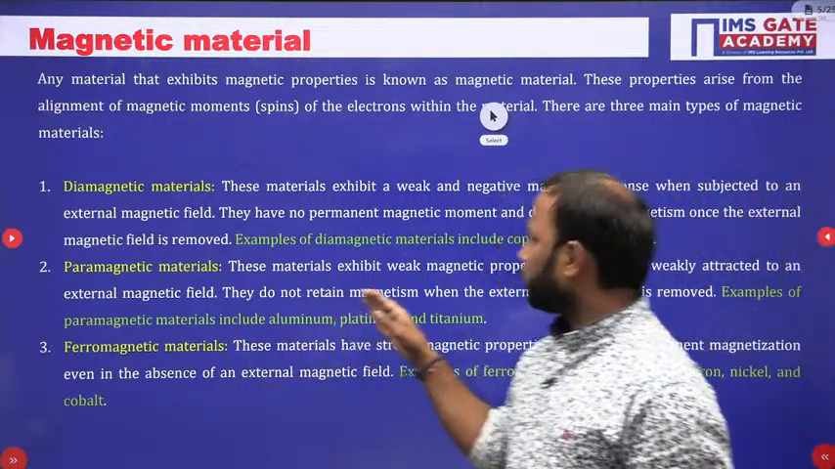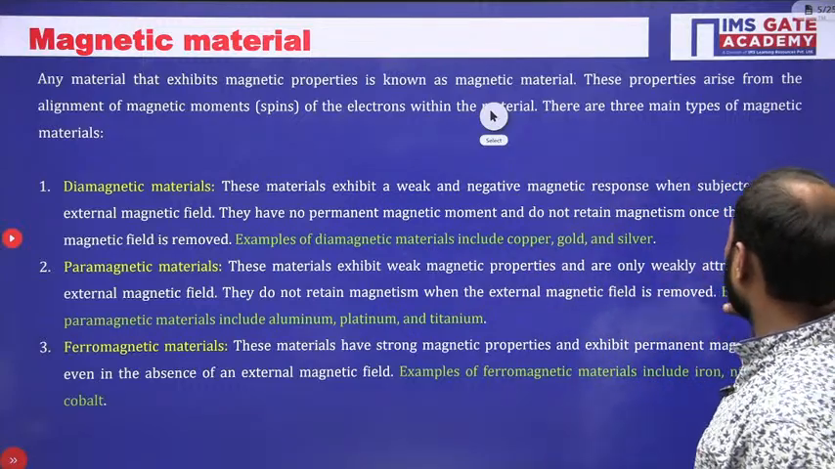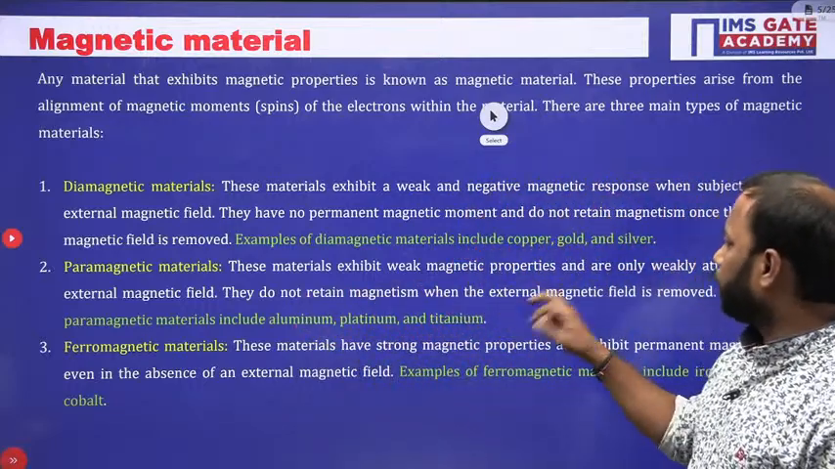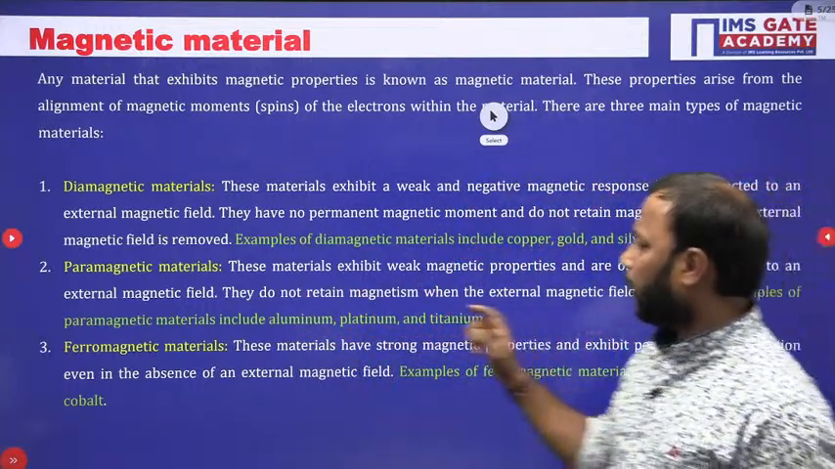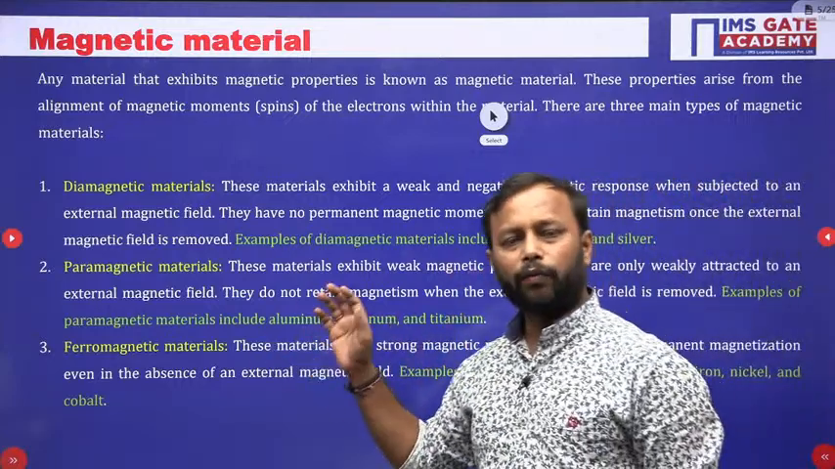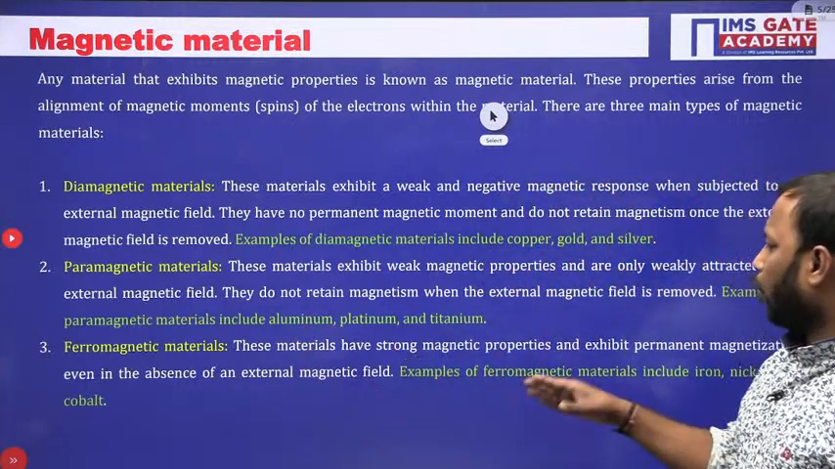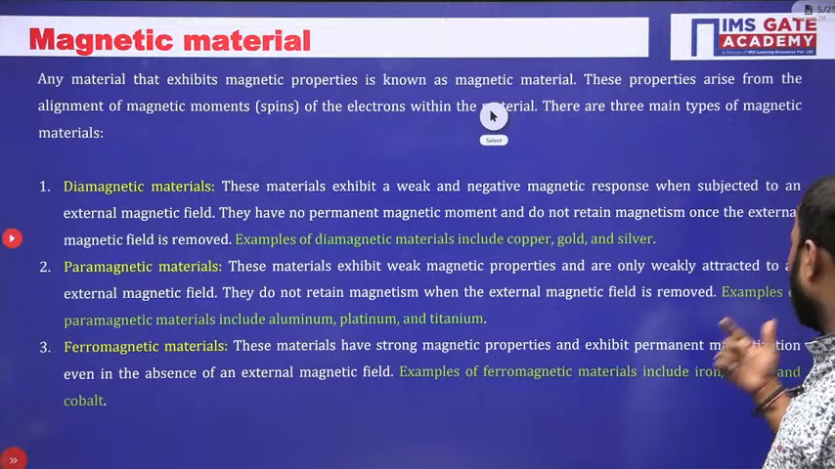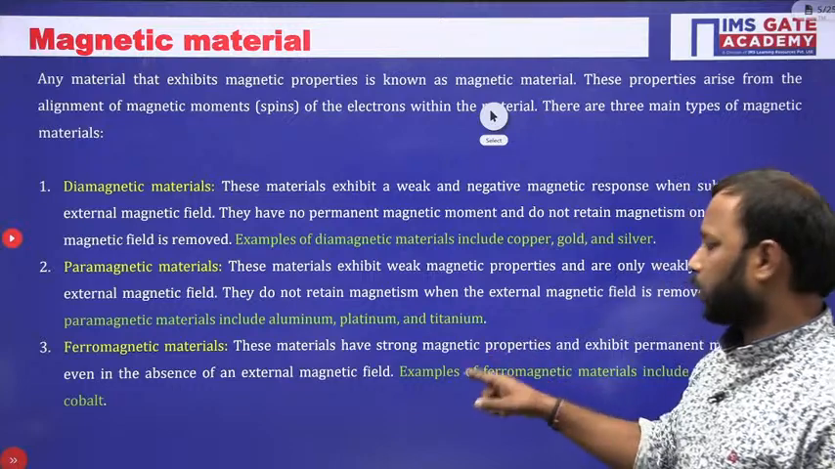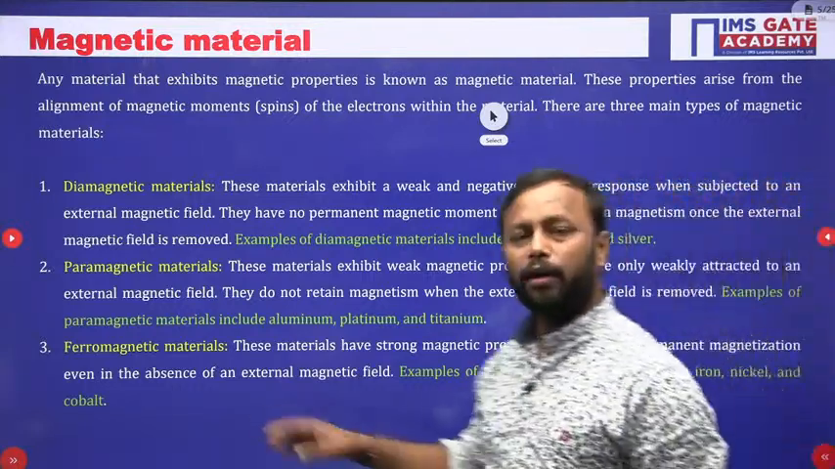Paramagnetic. These materials exhibit weak magnetic properties and are only weakly attracted to an external magnetic field. They do not retain magnetism when the external magnetic field is removed. Examples are aluminum, platinum and titanium. And the last one, which is very important, ferromagnetic material. These materials have strong magnetic properties and exhibit permanent magnetization even in the absence of an external magnetic field. Examples are iron, nickel and cobalt.